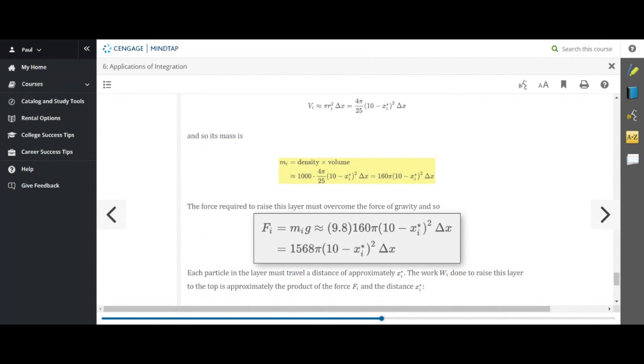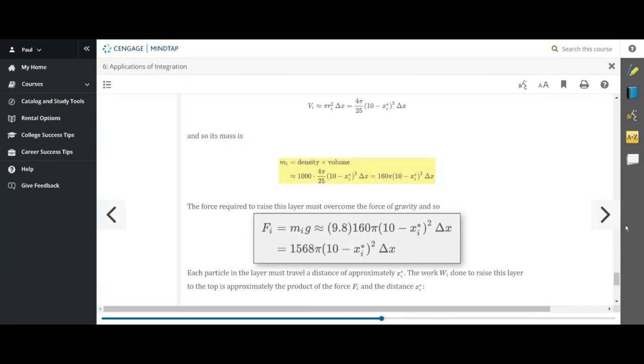So now we have the force for the ith layer of water. What do we need to know next about the ith layer of water if we're going to find the work to raise the ith layer of water to the top of the tank? We know the force. That's right. Good, Mark. Good, Jonathan. Distance. We need to know the distance.